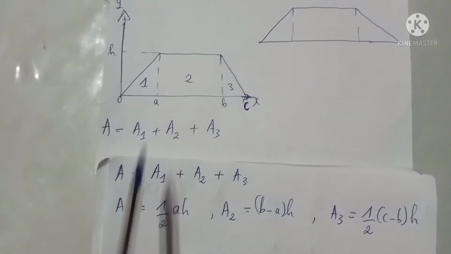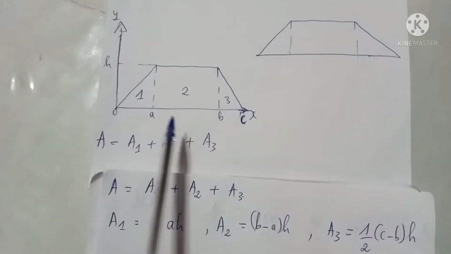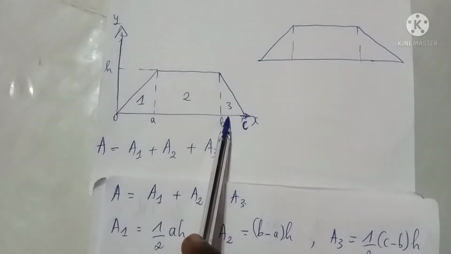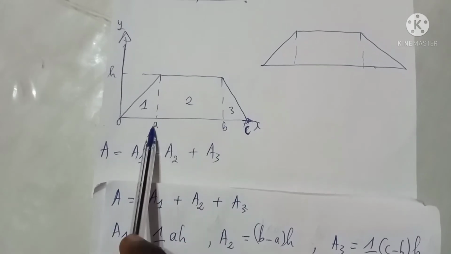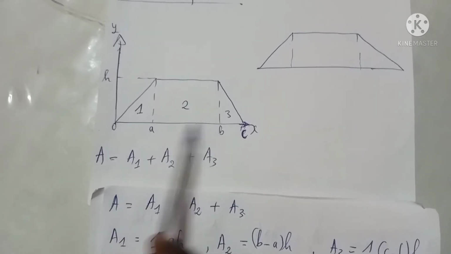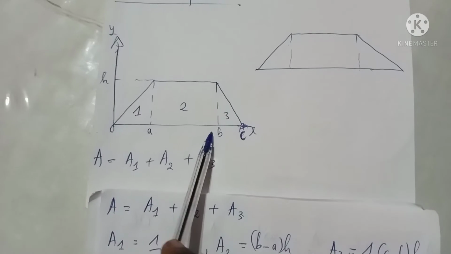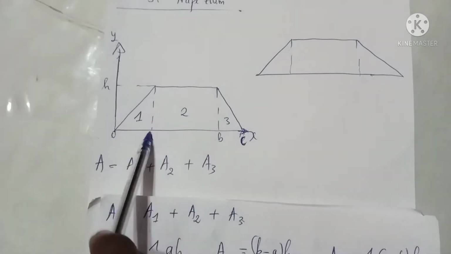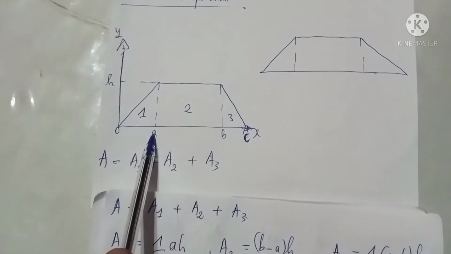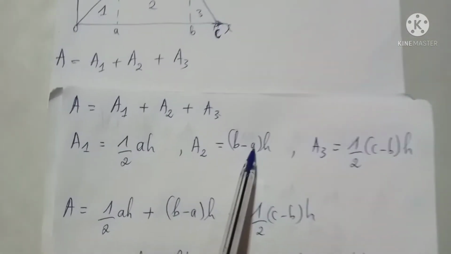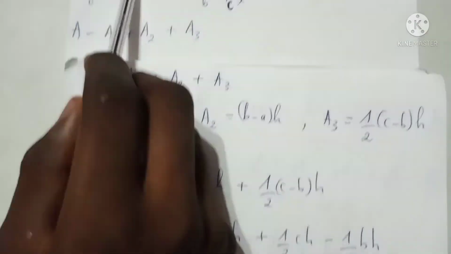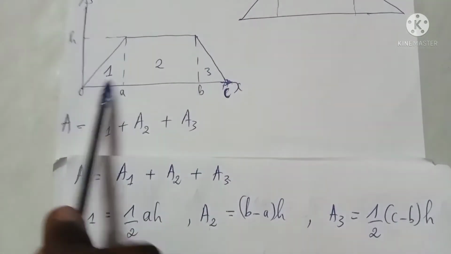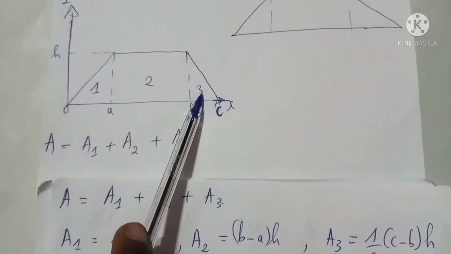Now at the level of the rectangle, we know the formula for the rectangle is length times width. If you look here, we have b minus a, which is the distance from here to here, and our height here is h. So we are going to take b minus a times h to have A2. So A2 is equal to b minus a times h. And I said the total area of the trapezium is equal to the area of surface 1 plus that of surface 2 plus that of surface 3.